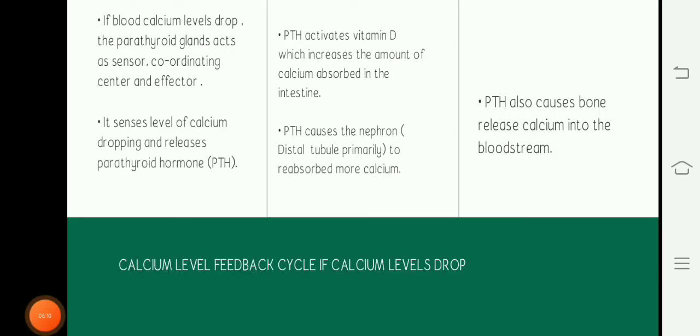Calcium level feedback cycle if calcium levels drop. If the blood calcium levels drop, the parathyroid gland acts as sensor, coordinating center, and effector. It senses the level of calcium dropping and releases parathyroid hormone or PTH. The parathyroid hormone activates vitamin D, which increases the amount of calcium absorbed in the intestine. PTH causes the nephron, primarily the distal tubule, to reabsorb more calcium. PTH also causes bone to release calcium into the bloodstream.